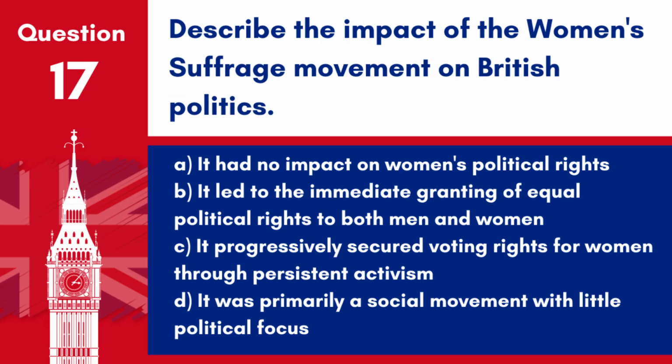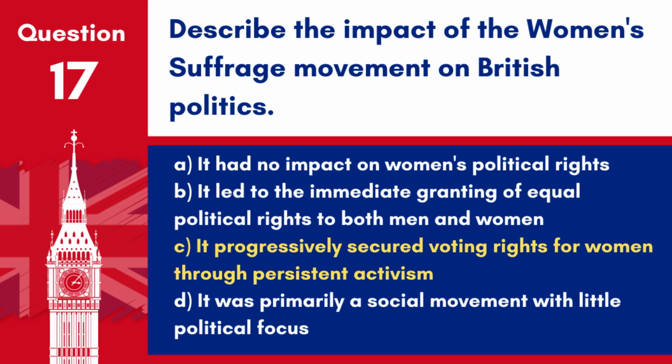Question 17. Describe the impact of the women's suffrage movement on British politics. A. It had no impact on women's political rights. B. It led to the immediate granting of equal political rights to both men and women. C. It progressively secured voting rights for women through persistent activism. D. It was primarily a social movement with little political focus.